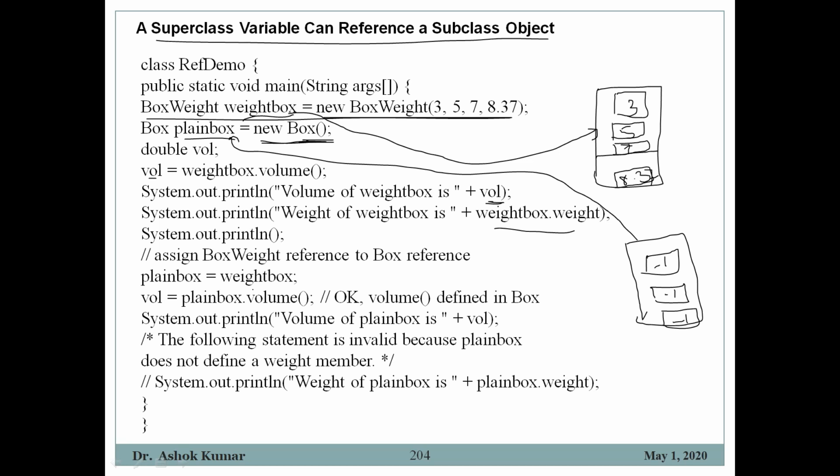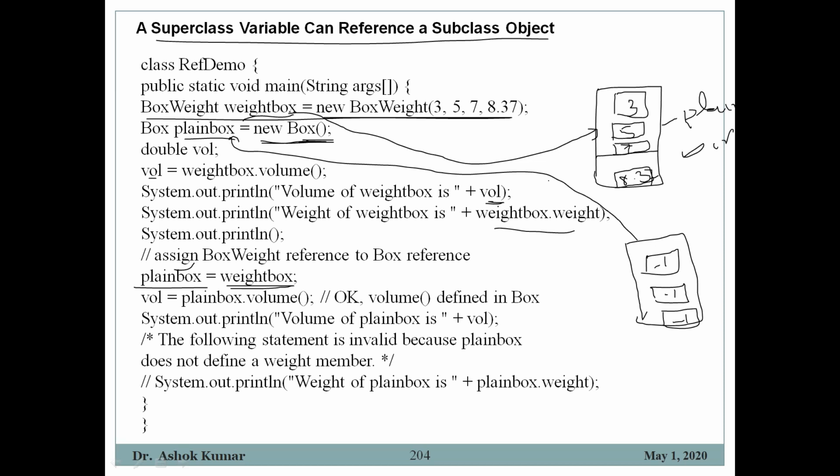So this is the subclass object weighted box, and we are assigning it to plain box. The reference is of the superclass. So this is true, this is possible. You can assign a subclass object to a superclass reference. So this is reference to super. So what will happen now? This object reference will be assigned to another reference variable, plain box.